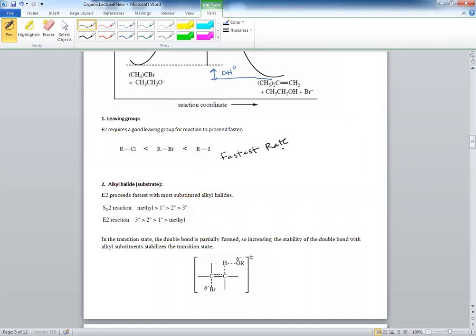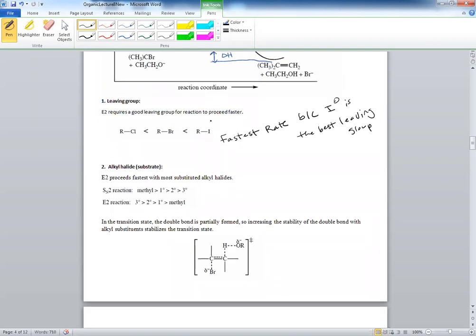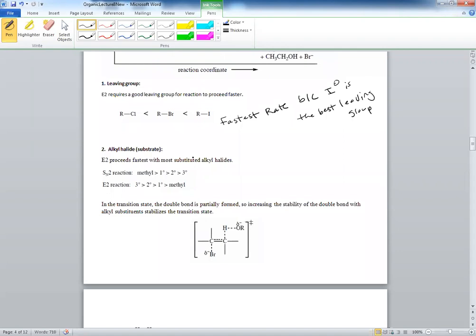fastest rate, simply because I is the best leaving group. So if you put the reagents in 3 different test tubes, RCl, RBr, RI, you would obviously pick the RI because that would give you the fastest rate. Of course, then the Br, then the Cl.